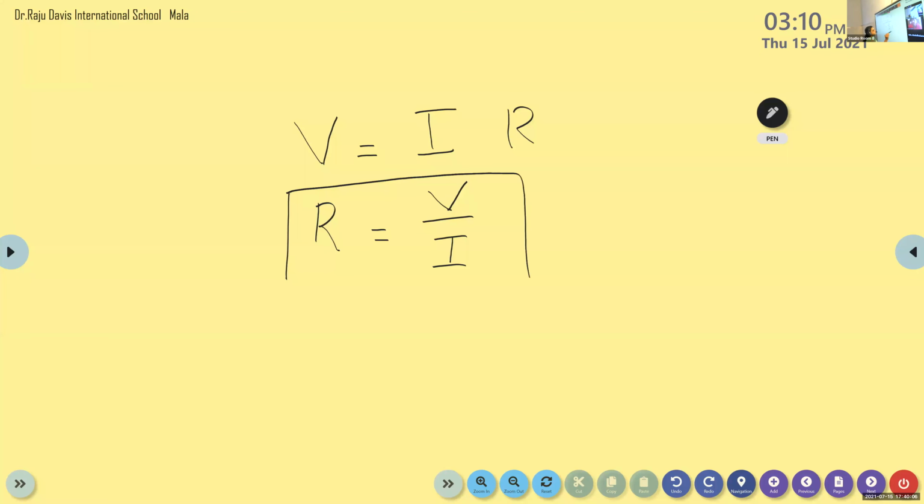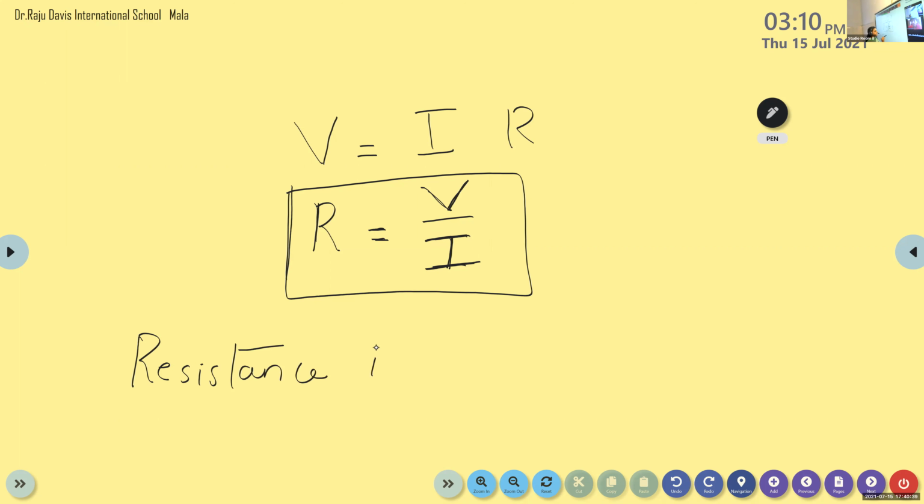What does this equation imply? What do you mean by this equation? R is directly proportional to V, but it is inversely proportional to I. Okay. So this is the meaning of this equation, R is equal to V by I. This equation implies the resistance R is directly proportional to the potential difference V, but it is inversely proportional to current. So from Ohm's law we can conclude that resistance is inversely proportional to I.